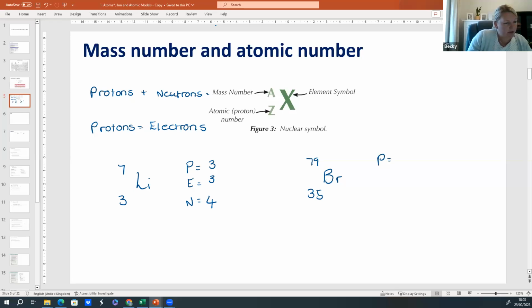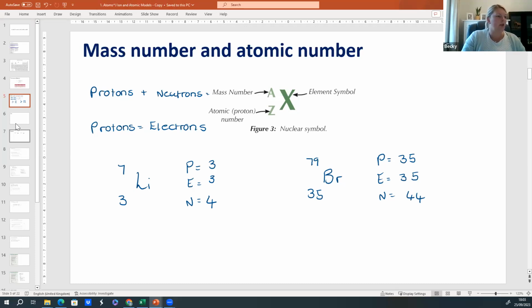So protons, it's that bottom number that we're looking for. So we've got 35. We're going to have the same amount of electrons because atoms have no overall charge. And the 79 minus the 35 protons gives us 44 neutrons.